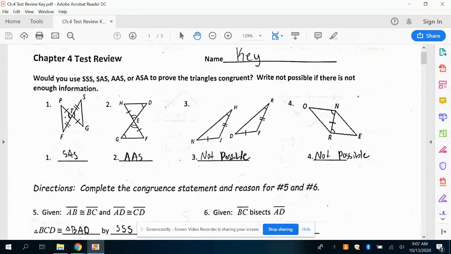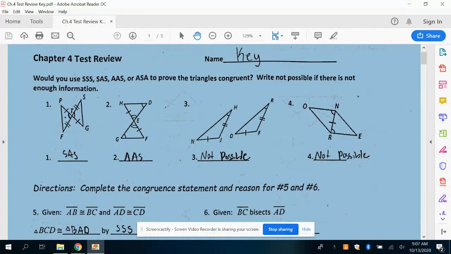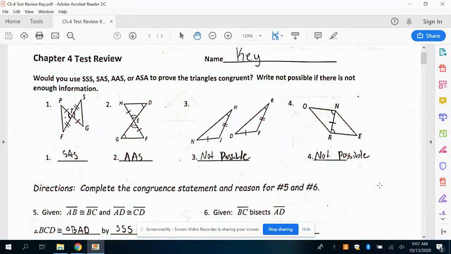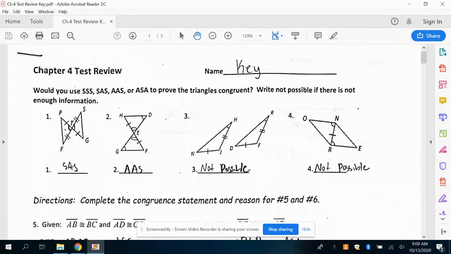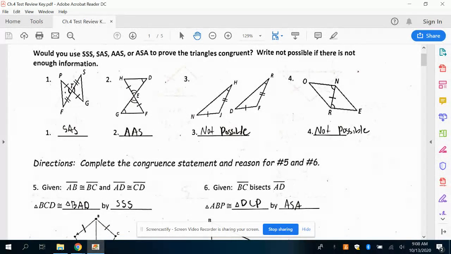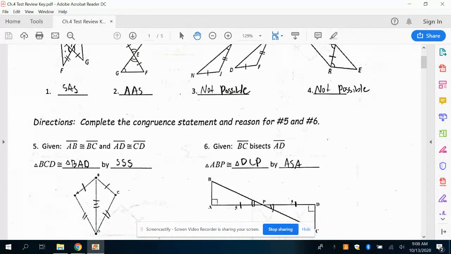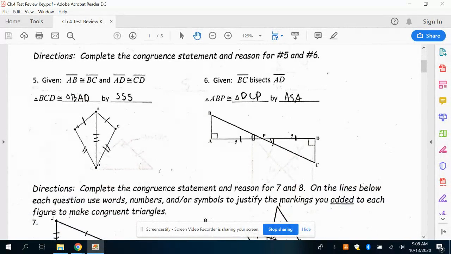You had 3 mini quizzes on this, and we've talked about it a lot in class. So, again, I'm hoping that these first 8 went well. So 1 through 4, you were just telling me if they were or weren't congruent based on why. Here you were telling me why they're congruent and the congruent statement. So again, hopefully these went well.